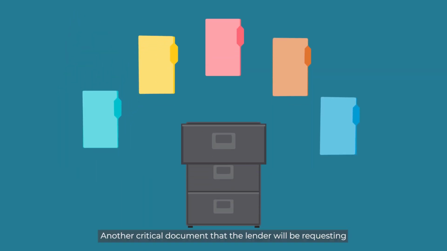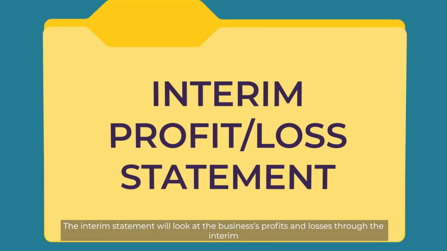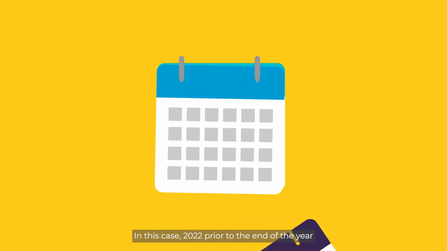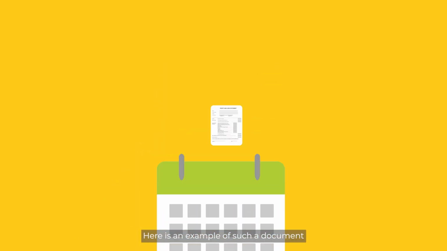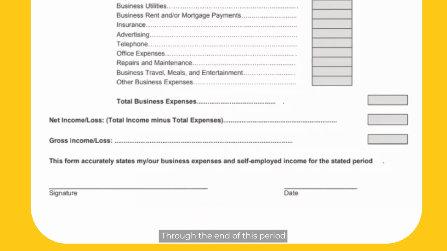Another critical document that the lender will be requesting is an interim profit and loss statement. The interim statement will look at the business's profit and losses through the interim, in this case 2022, prior to the end of the year. Here's an example of such a document which captures the business's performances through the end of this period.